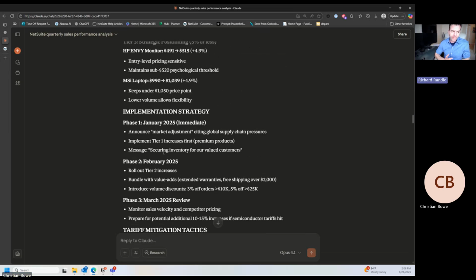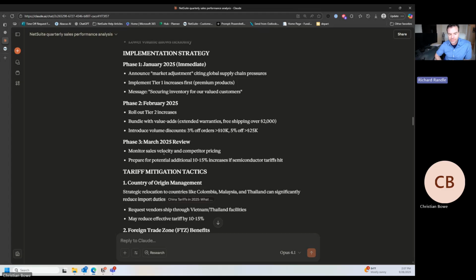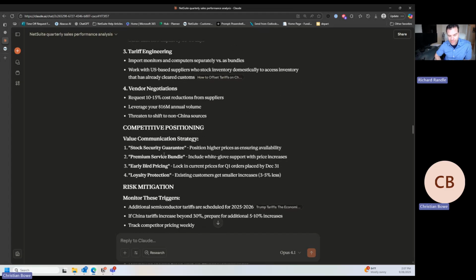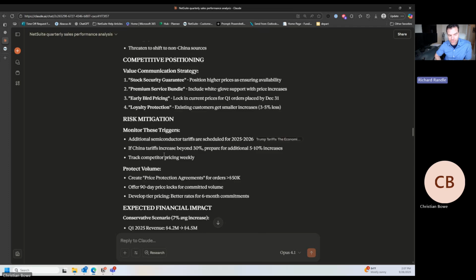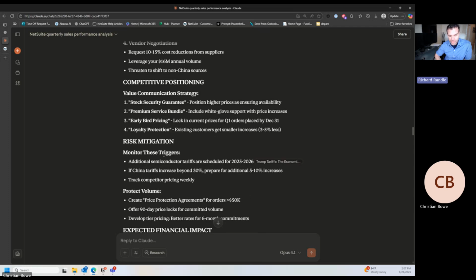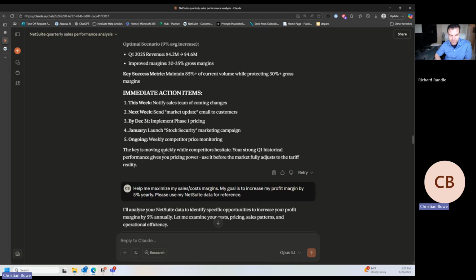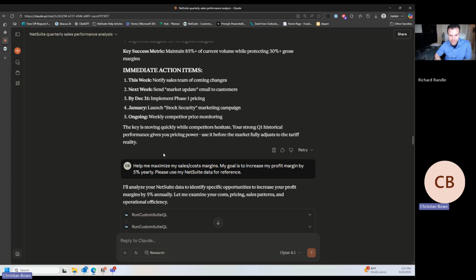And again, it's based on the inventory you have and the inventory that's coming, and it's modeling what you would have to mark the products up at to maintain margin, mitigate risk, and position yourself better going into the future. It also gives you some action items to think about, to help maximize sales and manage cost.